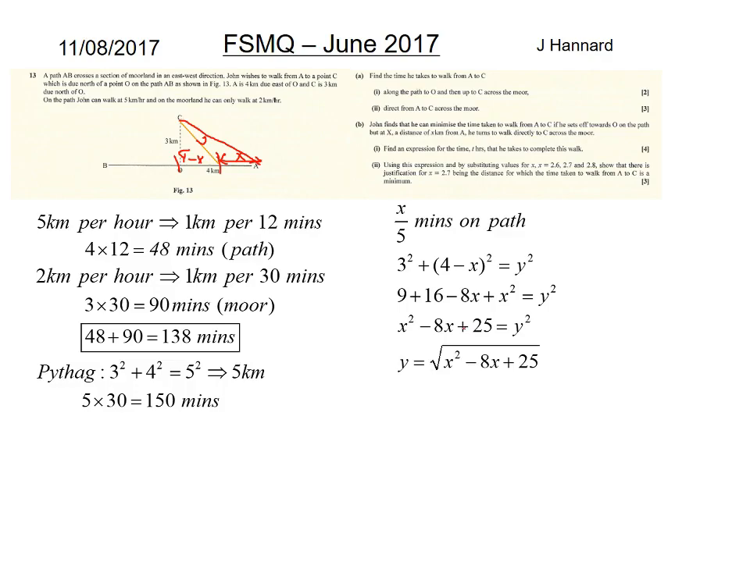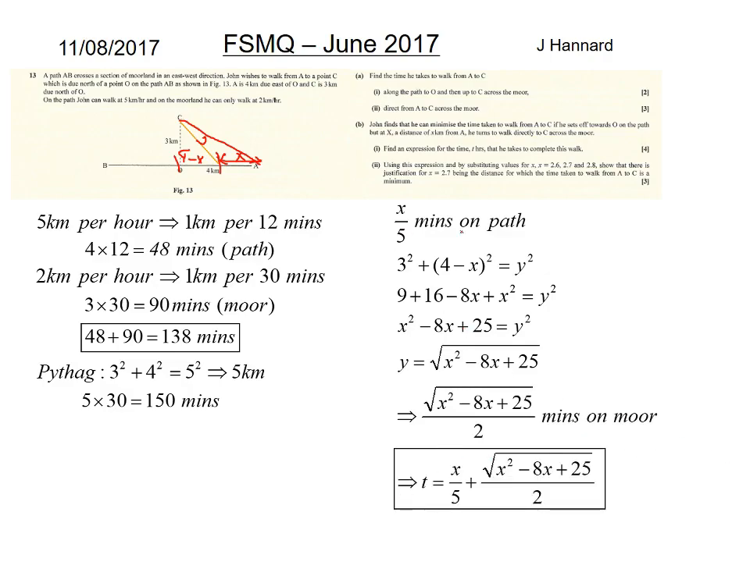So therefore your time will be distance over speed, and he walks at 2 kilometers an hour on the moorland, so it's going to be that over 2 minutes on the moor. So your time is going to be the minutes on the path, add the minutes on the moor, which is that. So using this expression and by substituting values in for 2.6, 2.7 and 2.8, show that there is a justification for x equals 2.7 being the distance.